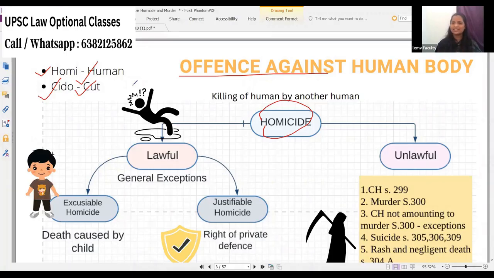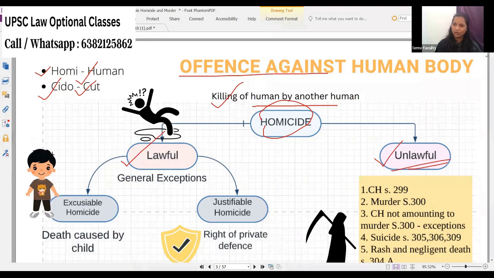If a human being is killed by a natural calamity or by an animal, can we call it homicide? We cannot, because the real, effectual meaning of homicide is the killing of a human being by another human being. That's what is called homicide. Whether mere killing of a human being is punishable, that's the next question. No, killing a human being is not always punishable, which means there is a bifurcation: lawful homicide and unlawful homicide. Only unlawful homicide is punishable.